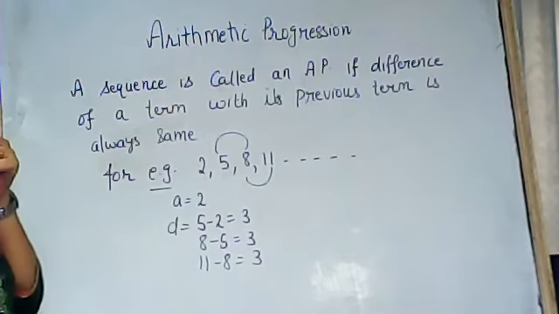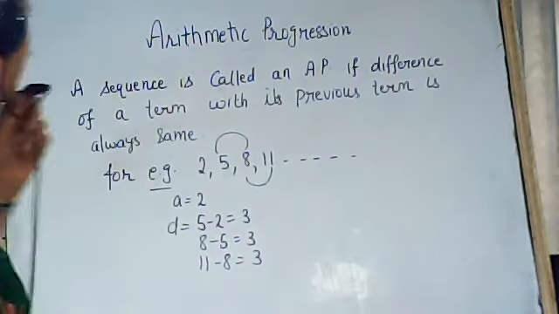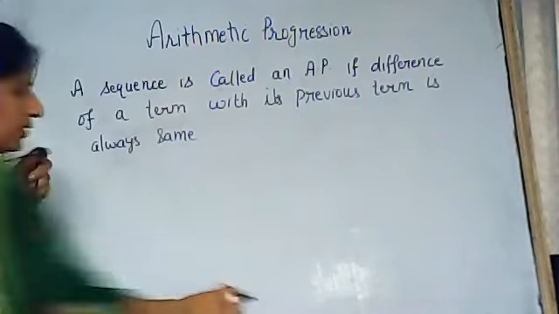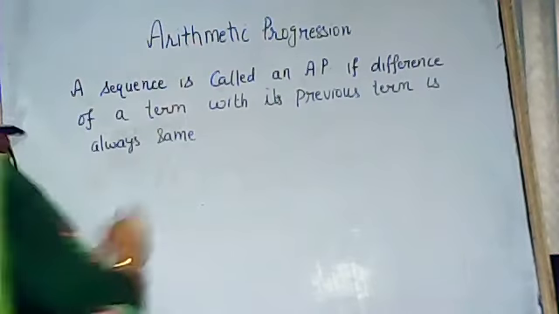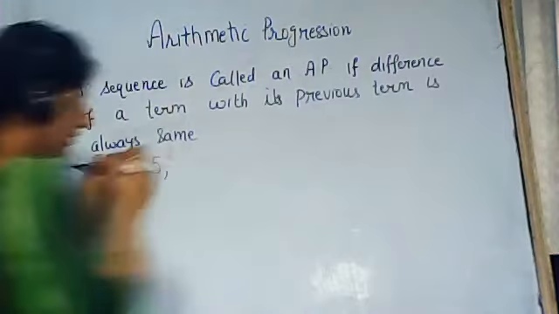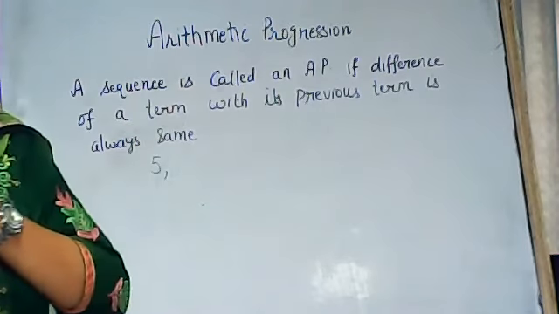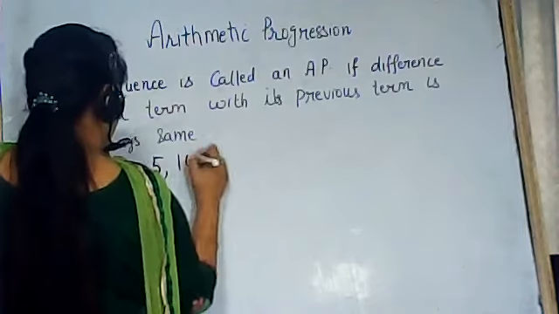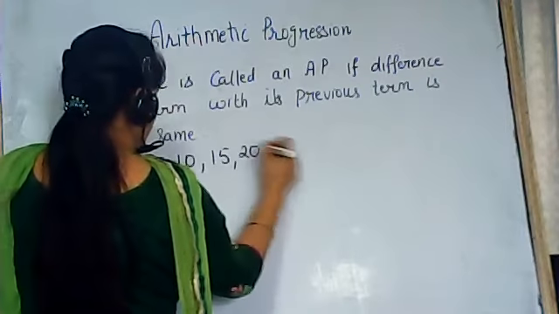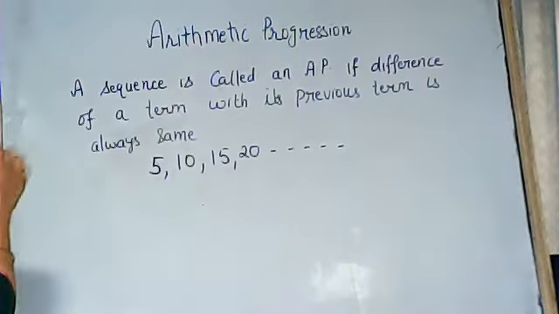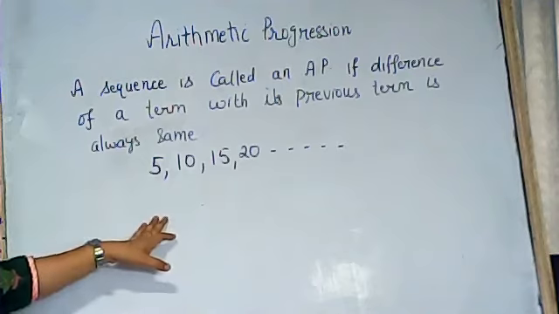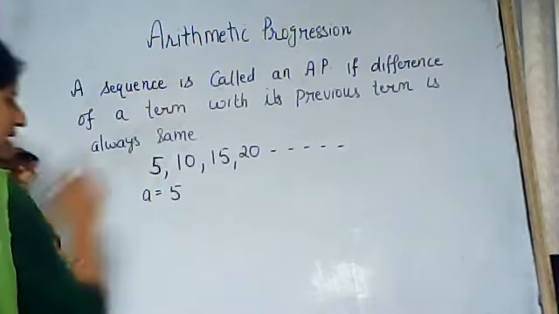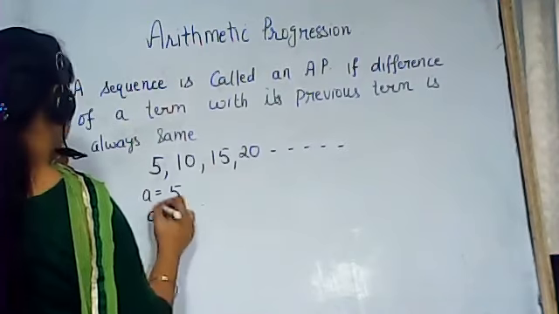So let us consider one more example to understand this concept. For example, 5, 10, 15, 20 up to so on. Suppose we have considered this sequence. Now in this case, what is the first term? This is equal to 5. Now we have to calculate the difference.